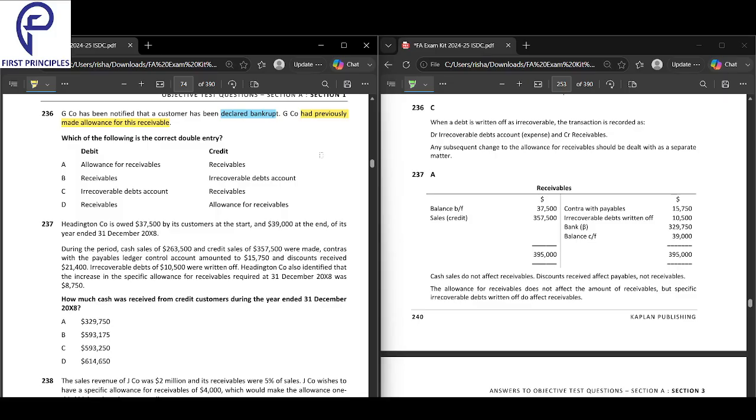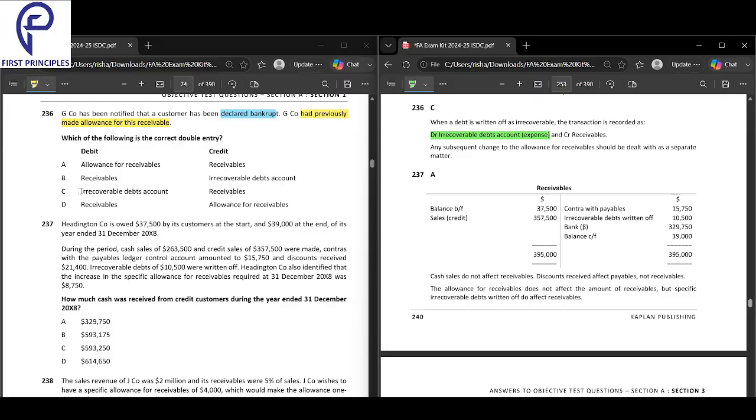Now, which of the following is the correct journal entry? So when a debt is written off as irrecoverable, if something is irrecoverable, we record it as an expense. This is an expense, irrecoverable debt.